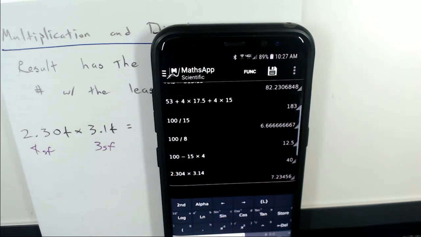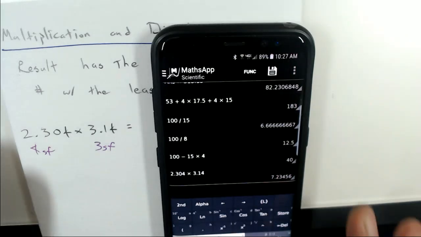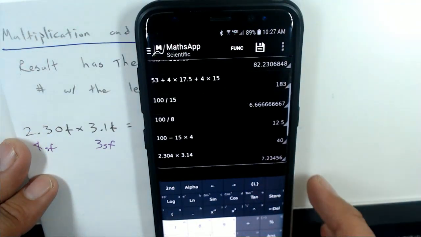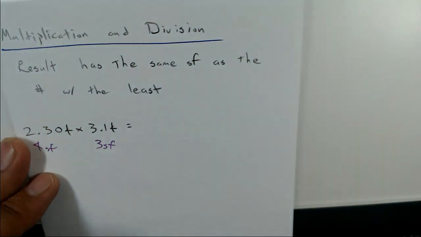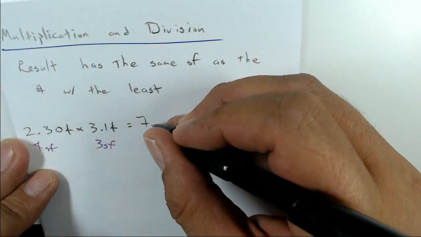3. So we look at the 2 that are involved. One of them has 4, one of them has 3. Whichever one has the least, that's how many your answer has. So I'm going to report my answer. What do you guys think how to report my answer? Yep, 7.23.